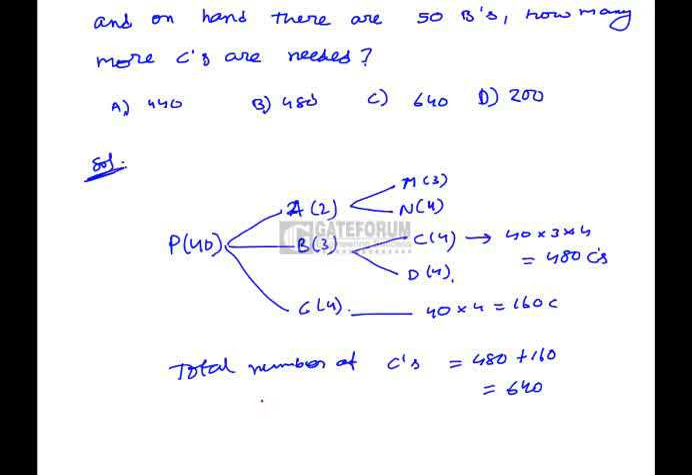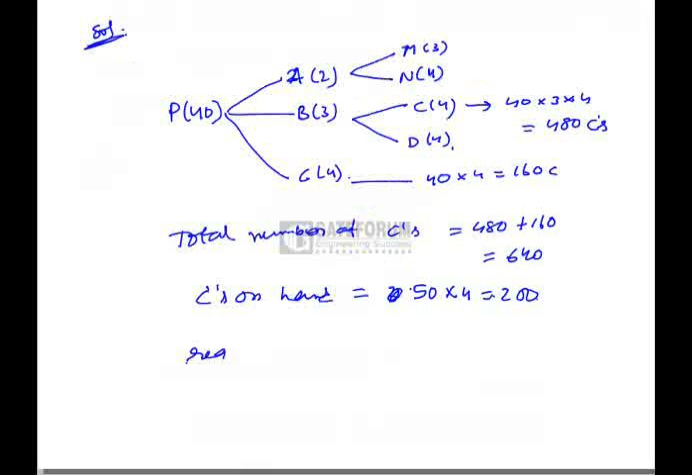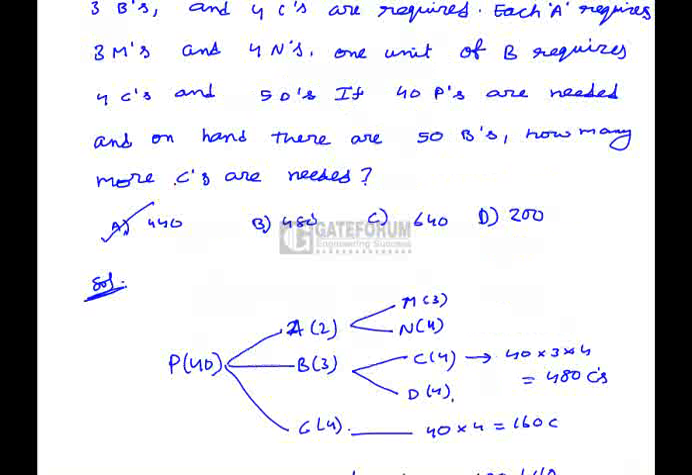That means, how many C's are on hand? C's on hand is equal to 50 into 4, that is 200. Therefore, the required number of C's is 640 minus 200, which is equal to 440. So the total number of C's required is 440, and in the options, the correct option is A. A is the right answer.